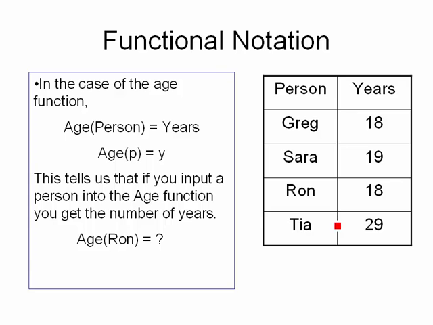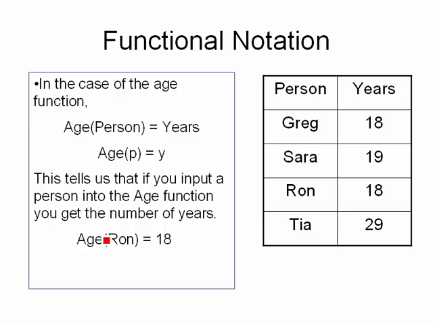So if I write age of Ron, all I want to know is what is the age of Ron, so I go over to the table, I find the correspondence, and so I know the age of Ron is 18. And that's about as simple as it gets.